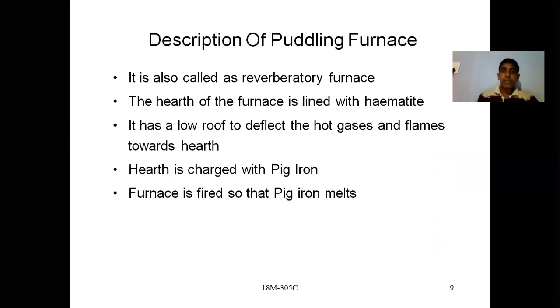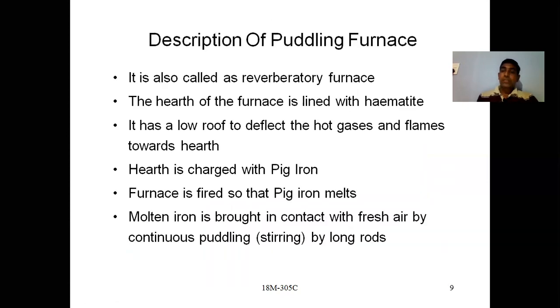So description of a puddling furnace. This is very, very important. So construction of a puddling furnace. So how a puddling furnace will look like. How the outer constructional details will be, those things we are going to discuss here. See here, description of puddling furnace, how the puddling furnace will look like in construction.